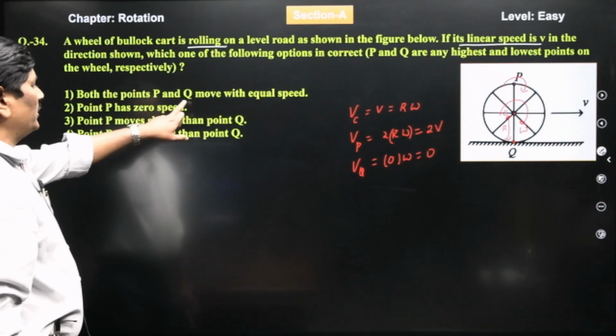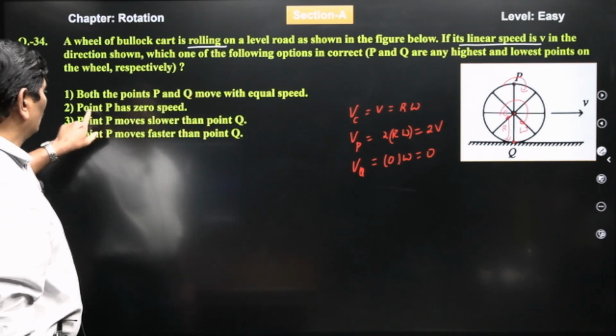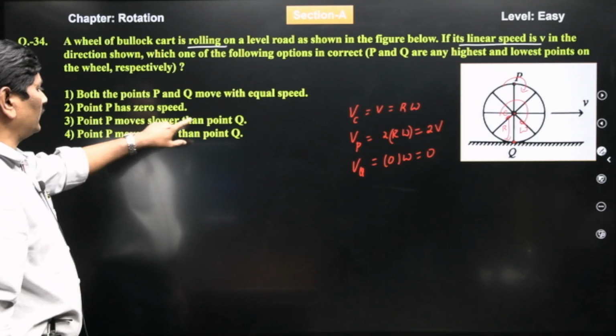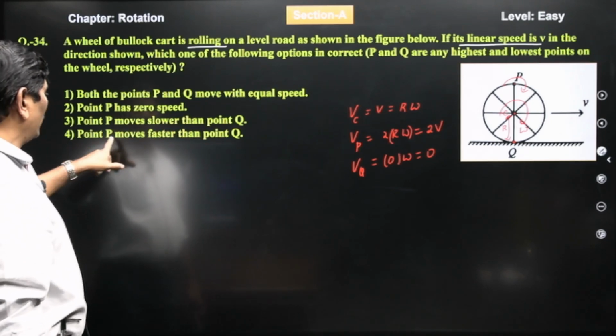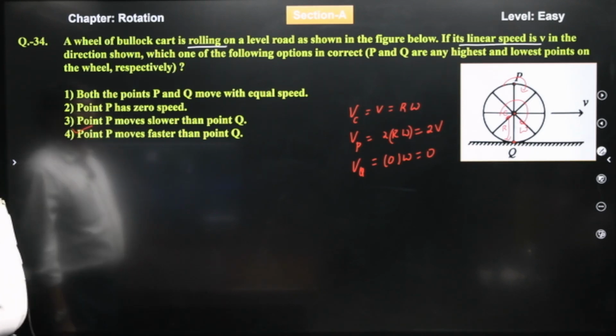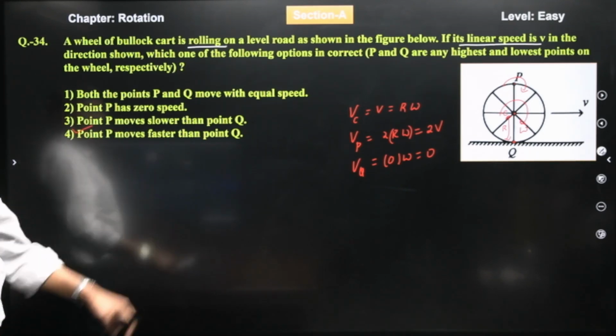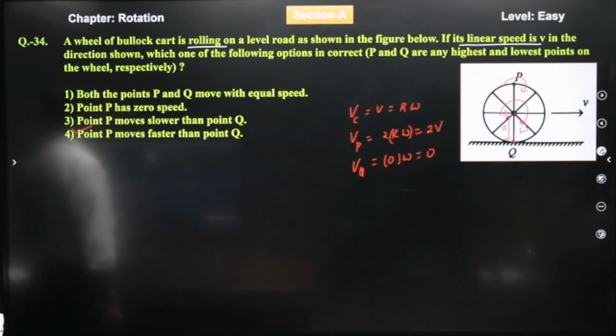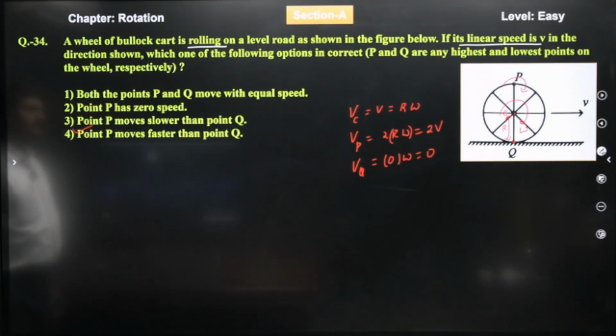Both the points P and Q move with equal speed, that is wrong. Point P has 0 speed, that is wrong. Point P moves slower than point Q, that is also wrong. Point P moves faster than point Q, that is correct. Point P speed is 2v, point Q has 0 speed. It is the point of contact.